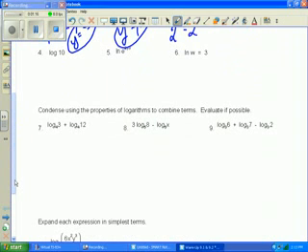Okay, number 4 is a common log. Common log means it has an understood base 10. There's that understood base 10. So 10 to the y equals 10. So what's y? 1. What's the understood base on a natural log?